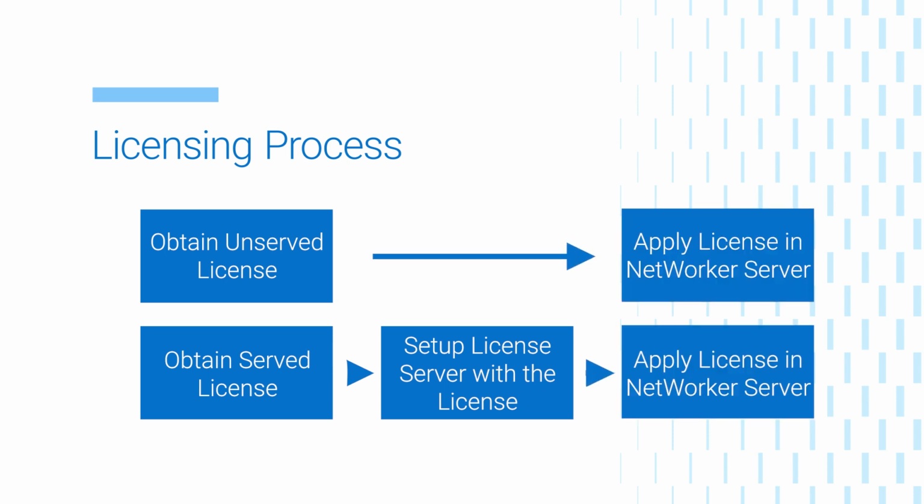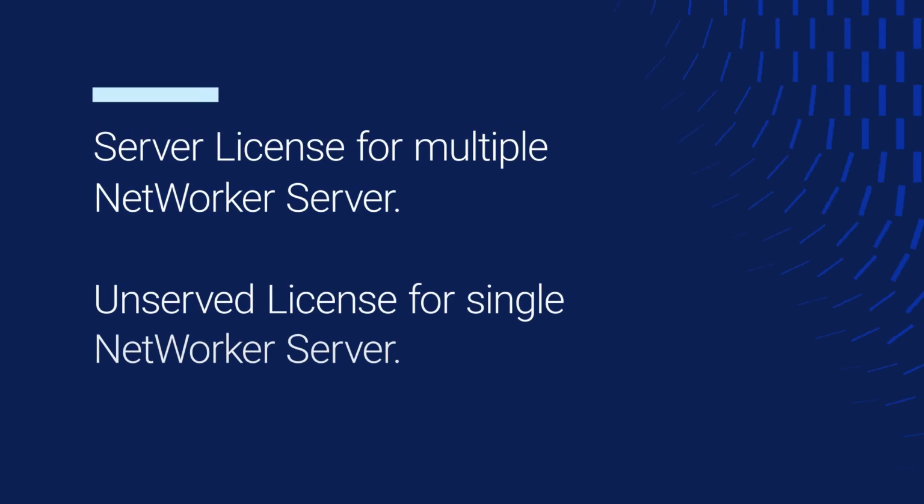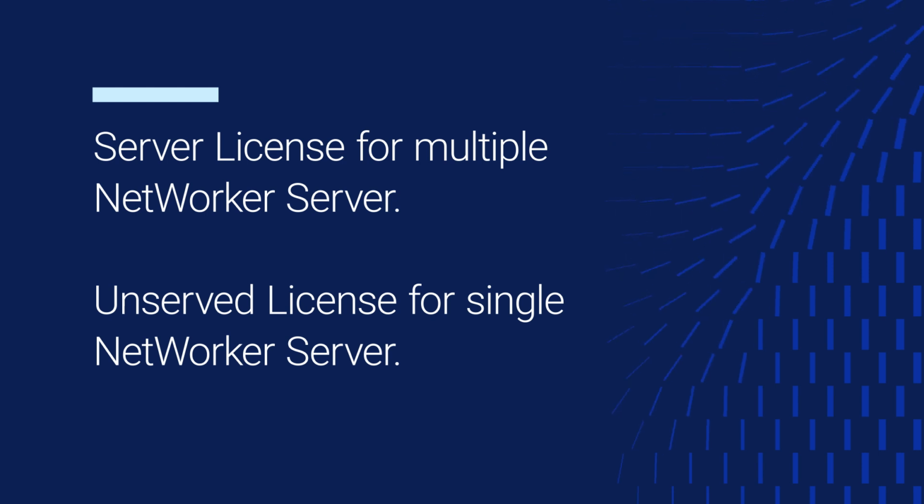Then the license is applied to NetWorker itself only if unserved, or additionally to the license server if it's a served license. The difference between served and unserved licenses is that served licenses can be used for multiple NetWorker servers, while an unserved license is only valid for a single NetWorker server.